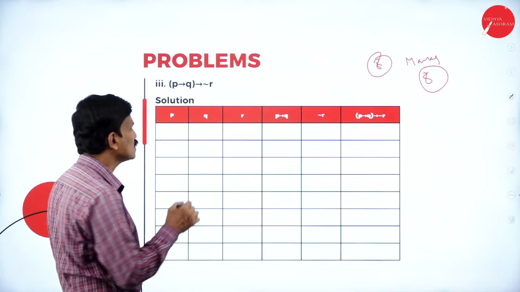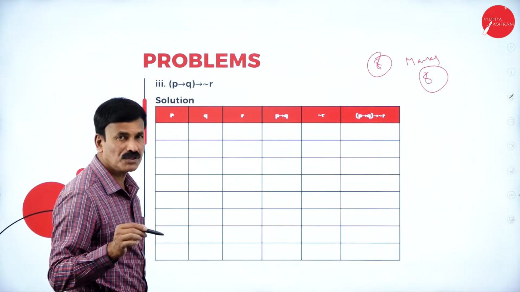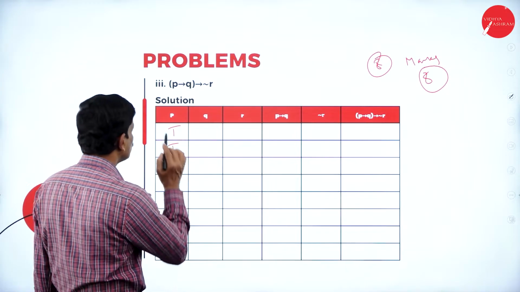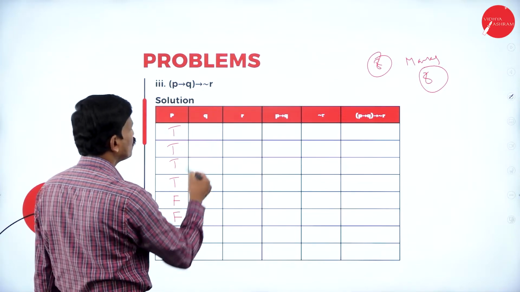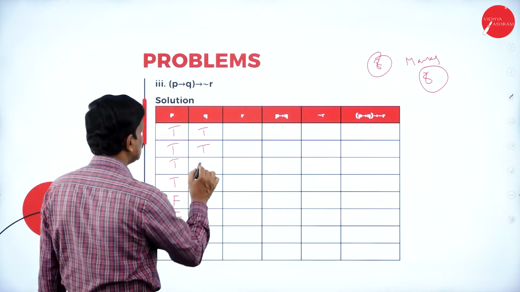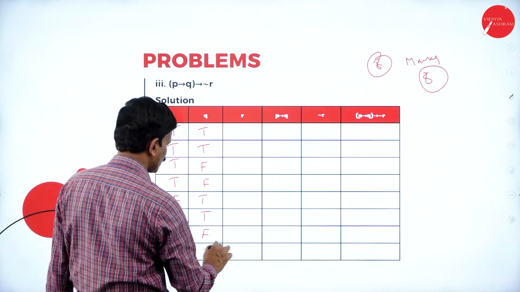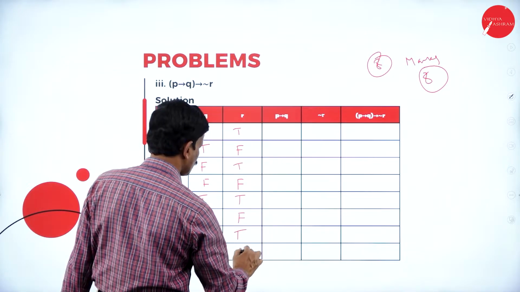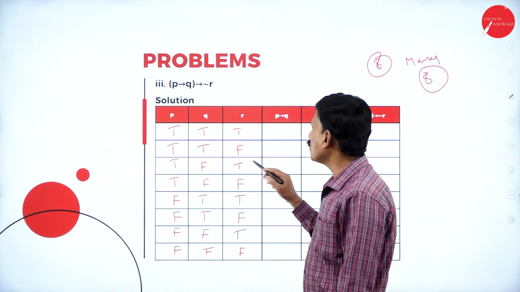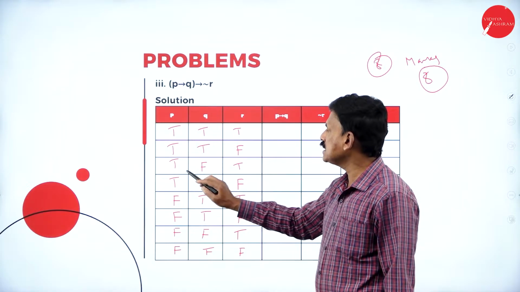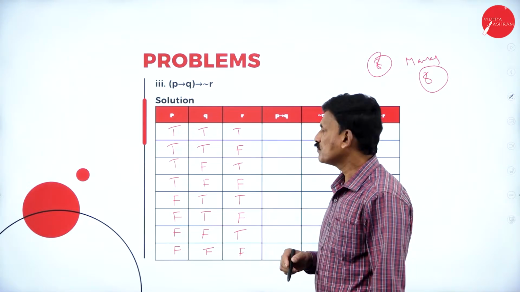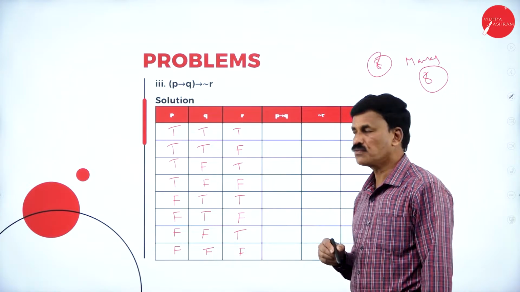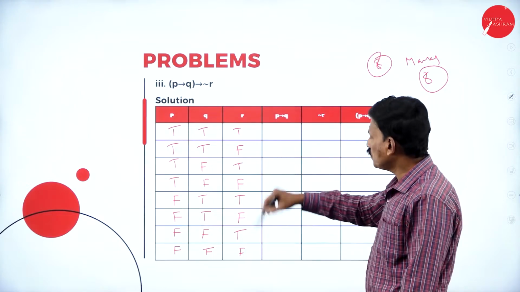Okay. Now here, what are the truth values for P? As I explained in the previous class, while constructing the truth table for P, Q and R, first for P it is T, T, T, T, remaining 4 are false, F, F, F, F. For Q, first 2 are T, T, remaining 2 are F, F, again T, T, F, F. Whereas for R, it is alternating: true, false, true, false, true, false, true, false. If you know this much, you can write easily.